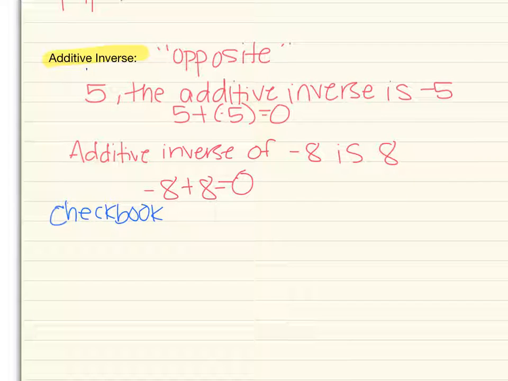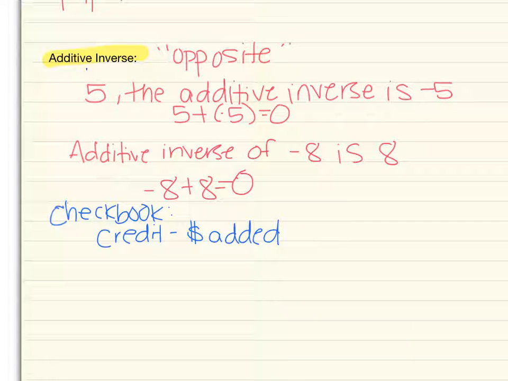So in your checkbook, we have two words. We would say a credit. And a credit is kind of like when you add money to your account. So if you work, if you babysit, you have a job, and you get paid, and you put that money into your account. Okay, that's going to be money added.